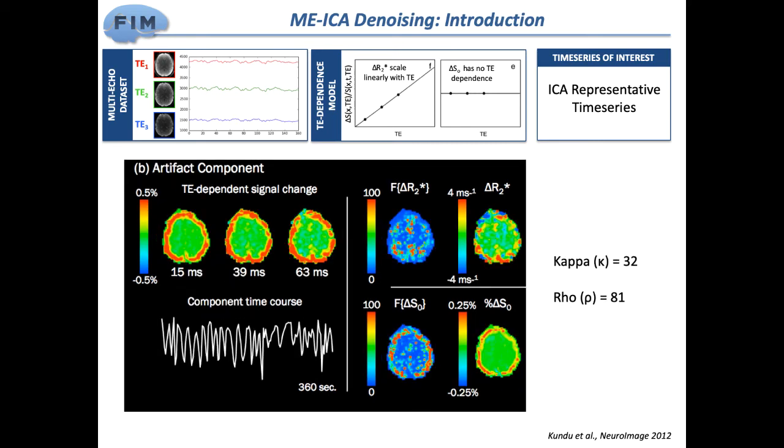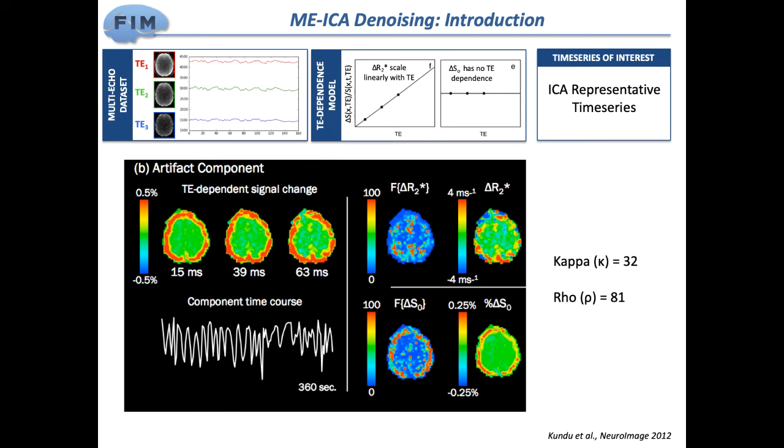Here's another component from that same ICA data set. And here what we're seeing is there's a ring around the side, which we might say is motion. But that ring is equal magnitude across echoes. There's some R2 star weighting in this, but there's a much stronger S0 weighting in the signal. And in this case, we see that rho is 81 versus kappa 32, which means it's very likely that this is going to be primarily a noise component.